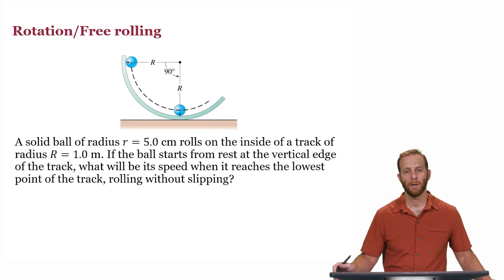A solid ball of radius 5 centimeters rolls on the inside of a track of radius 1 meter. If the ball starts from rest at the vertical edge of the track, what will be its speed when it reaches the lowest point of the track, rolling without slipping?